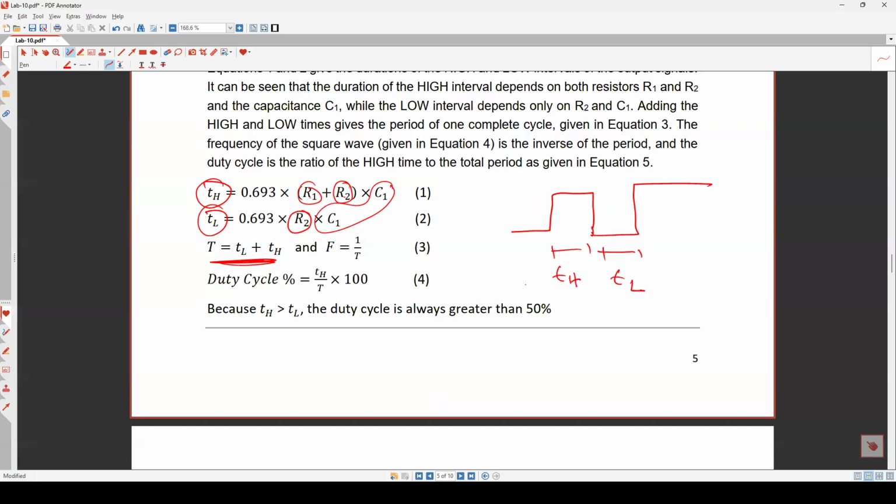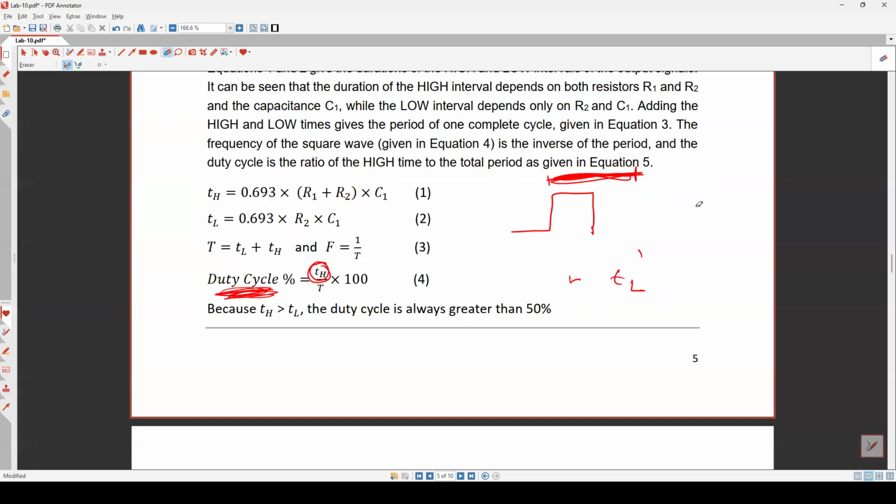The whole period, from here to here, is actually the summation T low plus T high. Frequency should equal 1 over T. And now there is something we call duty cycle. Just to make it easy, this is the percentage of the high. It's the time of the high compared to the total.